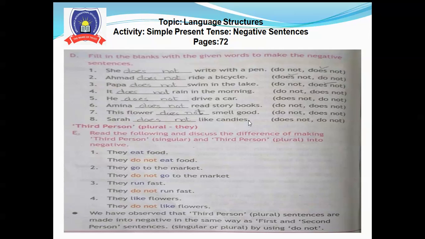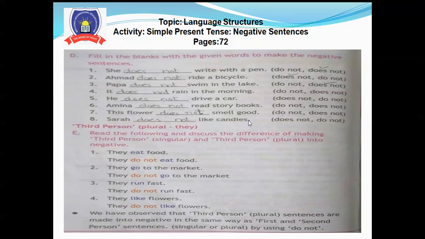We have observed that third person plural sentences are made into negative in the same way as first and second person sentences, by using do not. Okay, as we have done in first and second person, third person plural negative sentences will be done in the same manner, same rule, same way. Okay, did you get it?